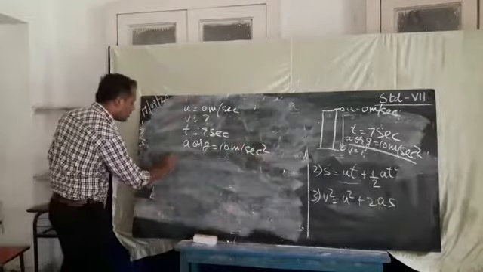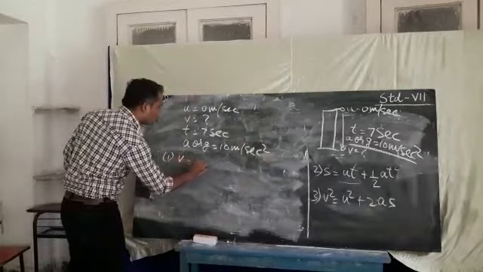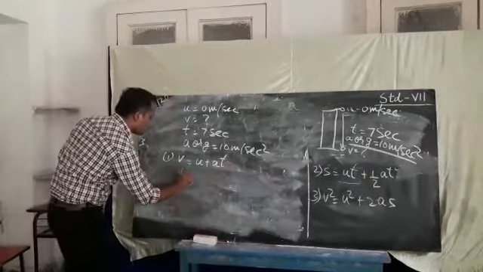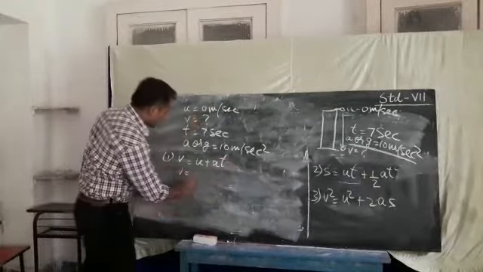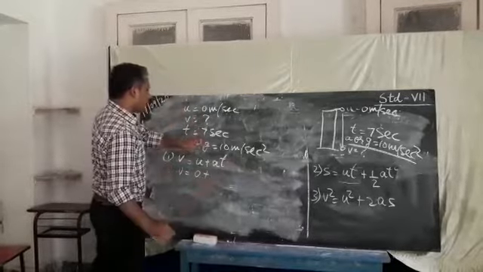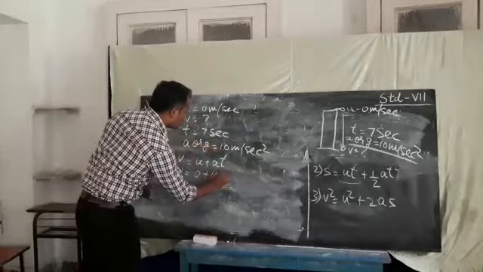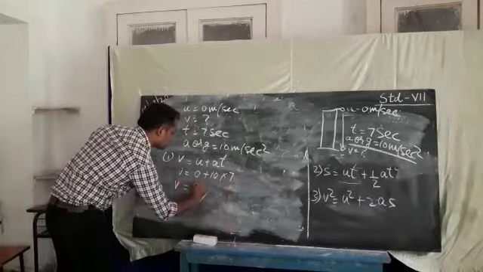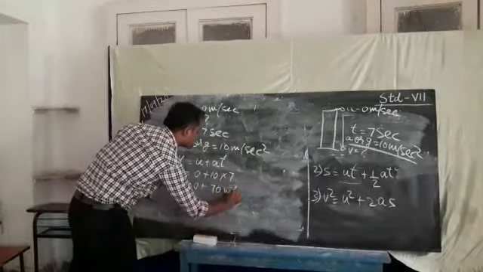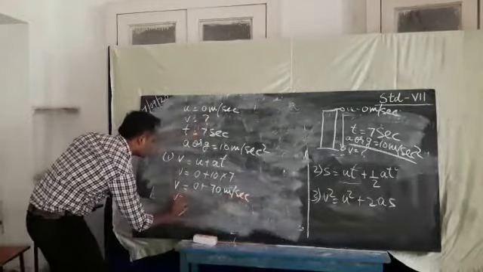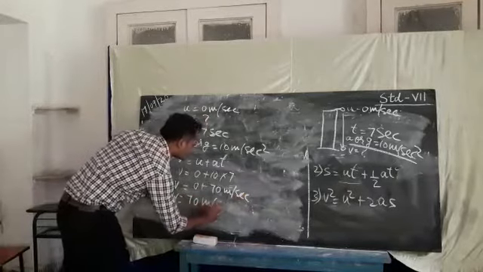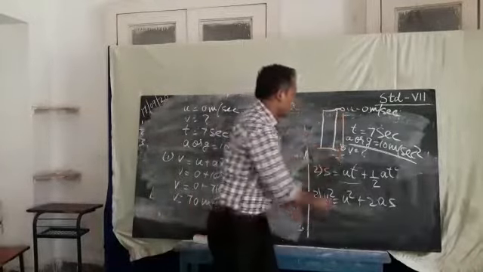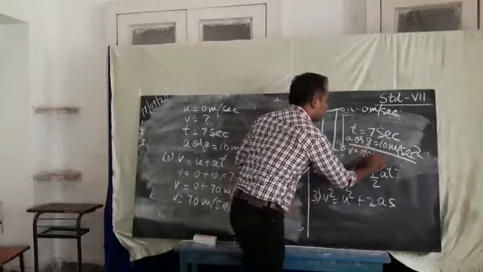You use the first formula: v, or final velocity, is equal to u plus at. That is equation number 1. Now v equals u plus at. What is the value of u? 0 meter per second. 0 plus the value of a, which is 10, into 7. So it comes to v is equal to 0 plus 70 meter per second. v is equal to 70 meter per second. So when the body comes and hits the ground, it will be traveling at a velocity of 70 meter per second.